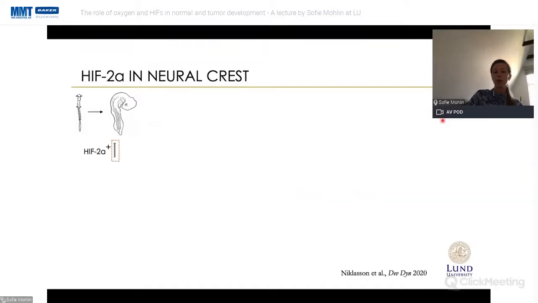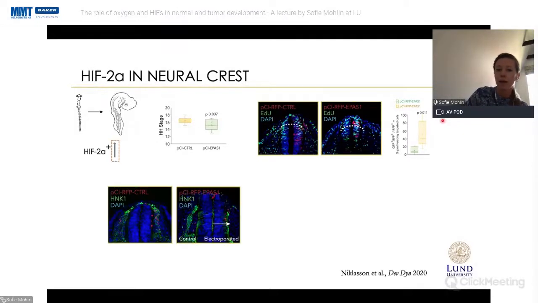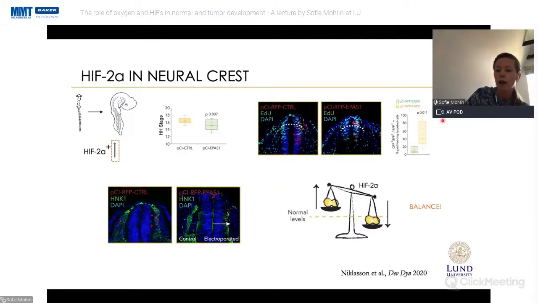So I've been telling you what happens when we knock out HIF2, but of course we need to know what happens when we overexpress it. So again, we use an overexpression construct and we get the same phenotype. So the embryos are smaller, they start to proliferate massively, and we see disrupted migration. So we conclude that it's not that HIF2 should be very high or very low, but rather it needs to be very balanced if development is to be correct.